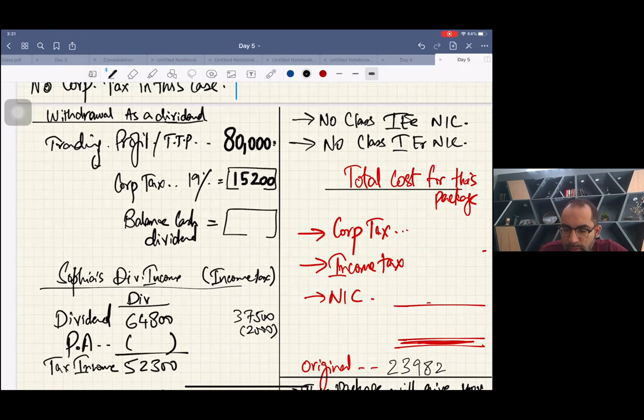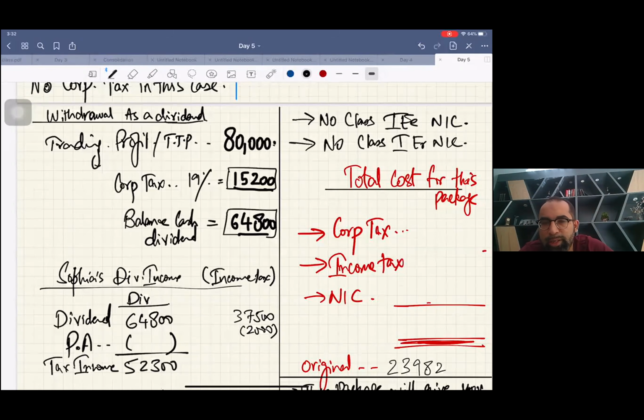Right now, just use your brain. Out of this 80,000, 15,200 is given to the government, to the tax department, as cash tax. So how much is left? The balance left is 64,800. So definitely Sophia can only take out 64,800 as a dividend.